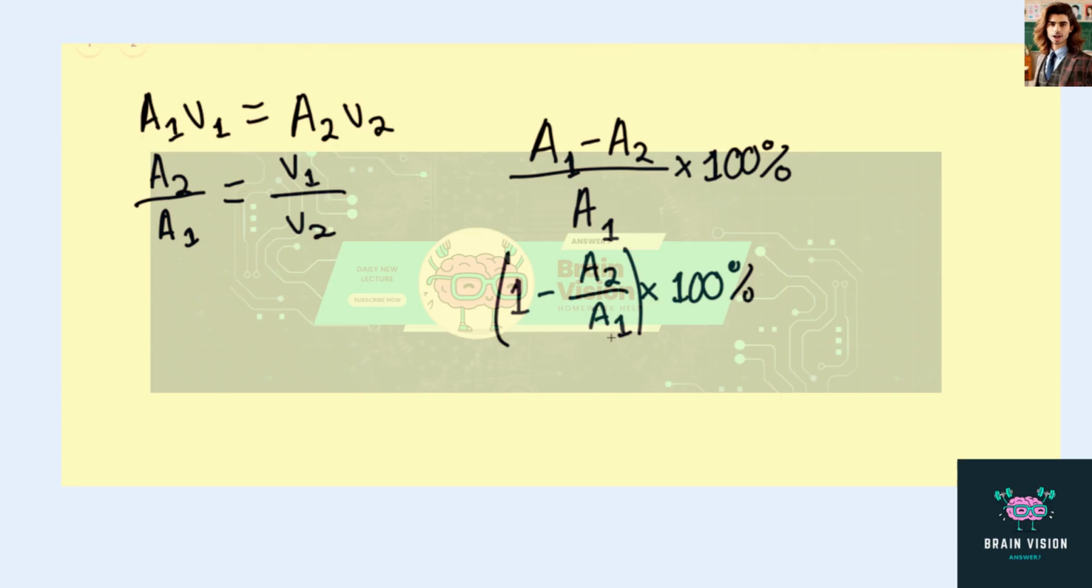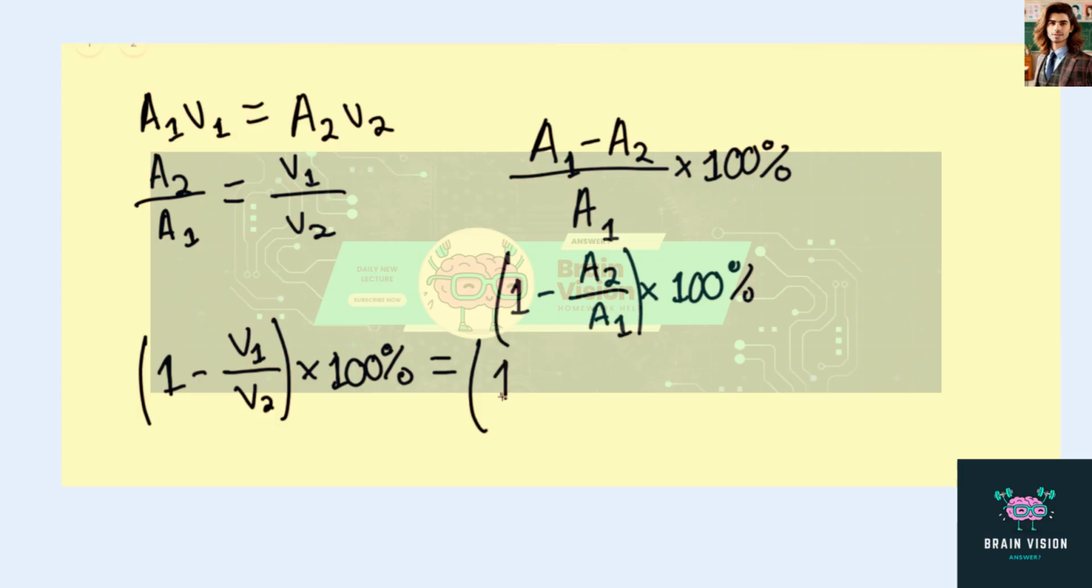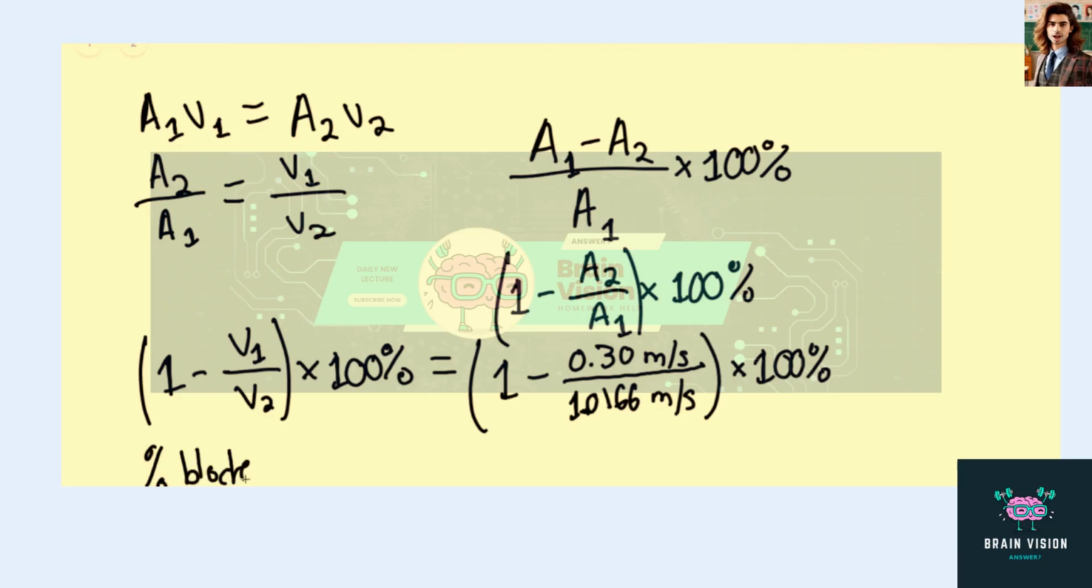And then we can furthermore solve for this and say that 1 minus v sub 1 over v sub 2 times 100% will give us our percentage blocked by plaque. This is going to be 1 minus, so the velocity in the first section is going to be 0.3 meters per second, and then the velocity in the second section we found to be 1.0166 meters per second. Again, times 100%. So the percentage blocked by plaque is going to equal 70%, approximately.